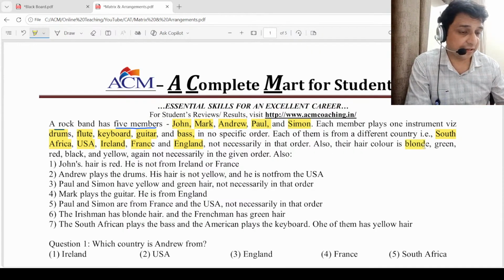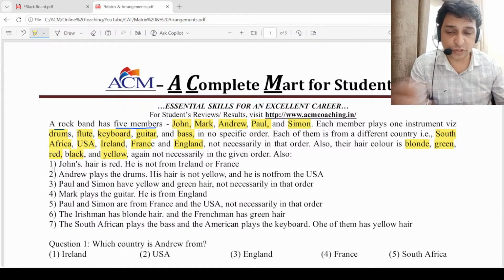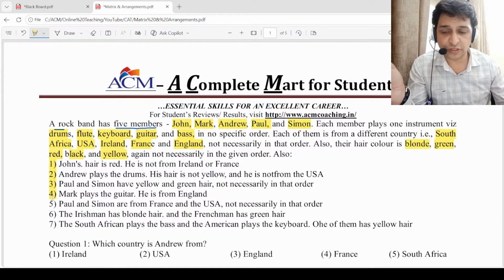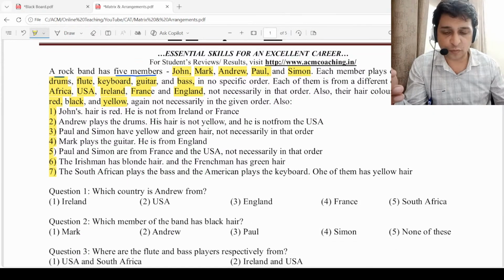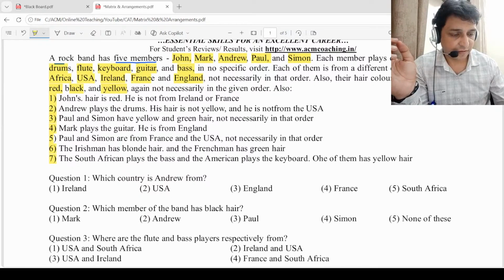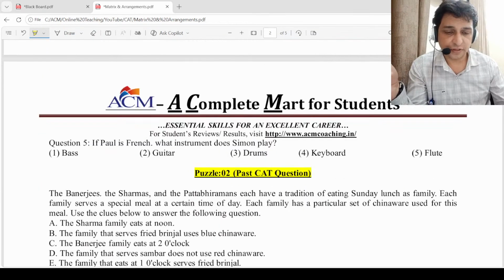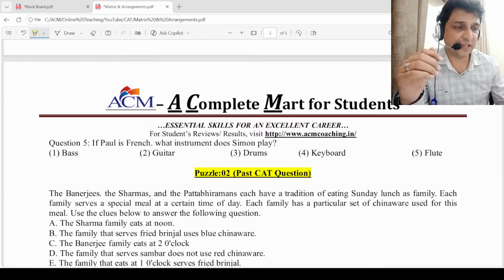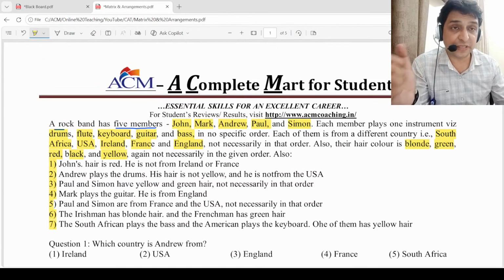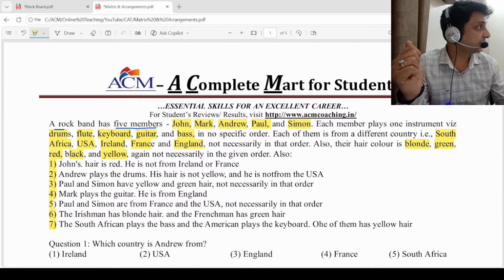Now, the color of their hair is blonde, green, red, black, and yellow. Now there are some more clues given to you, numbers 1 to 7, and then there are going to be some questions. Question number 1, 2, 3, 4, 5. So there are 5 questions on this puzzle. In CAT, you're going to get 4 to 5 or 6 puzzles maximum.